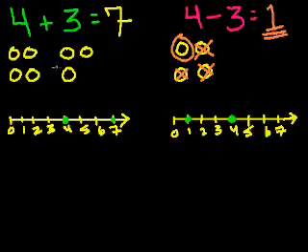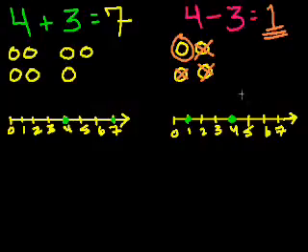So just to review, addition is you're doing more of something. Subtraction is you are taking away. If you think about it on the number line, addition is increasing along the number line by that amount. So in this case, we increased along the number line by 3. And so we went from 4 to 7.